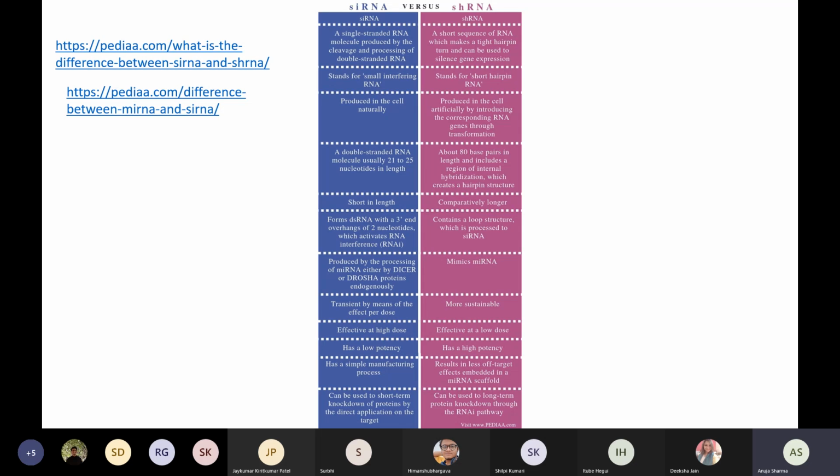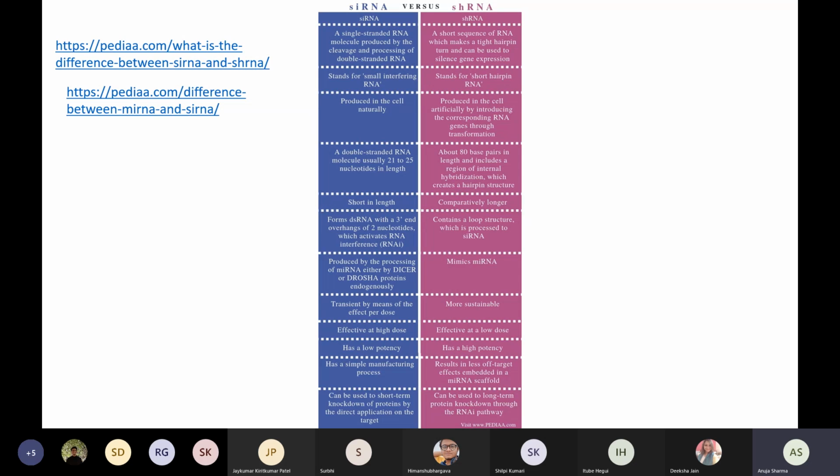Not completely. Complete deletion is called knockout, which we are not doing here, which is usually done by CRISPR. But this siRNA or shRNA, these are used for knocking down, which means it will decrease the expression of a particular gene to a certain extent, maybe 80%, even 90%, but it cannot completely knock out a gene. So for that you would need different machinery.